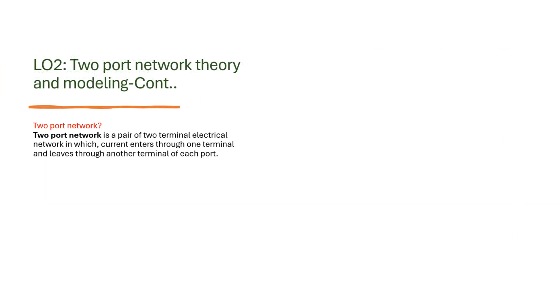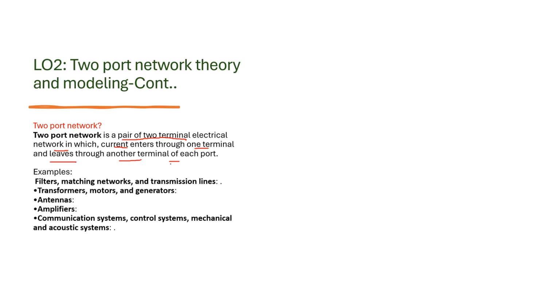Now what is a two-port network? A two-port network is a pair of two-terminal electrical networks in which the current enters through one terminal and leaves through another of each port. For example, filters, matching networks, transmission lines. A transmission line is the best example to understand a two-port network.